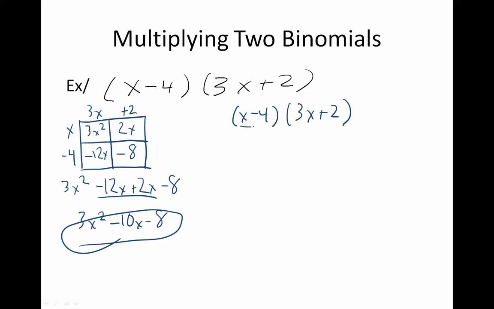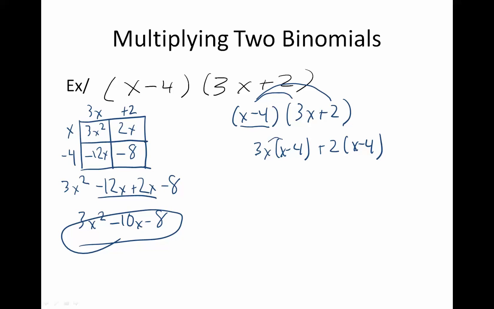I'm going to take x minus 4, and I'm going to multiply it by 3x. I get 3x times x minus 4. See what I did? I took this whole term, and I multiplied it by 3x. And then I'm going to take this whole term, and I'm going to multiply it by 2, plus 2 times x minus 4. Again, you see how that happened? I took the whole term x minus 4, and I distributed it to everything inside the binomial.